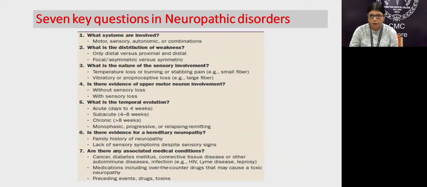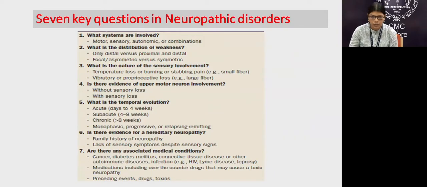Is it large fiber involvement, which involves impairment of vibration sensation and proprioceptive loss, or is it small fiber involvement, which looks at temperature loss or burning dysesthesias, or it could be a combination of both small fiber and large fiber neuropathy. The next question we need to ask: is there UMN involvement along with LMN involvement? And at that point, whether it is with sensory loss or without sensory loss.